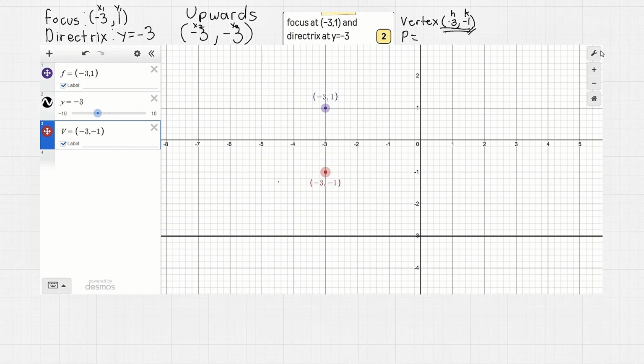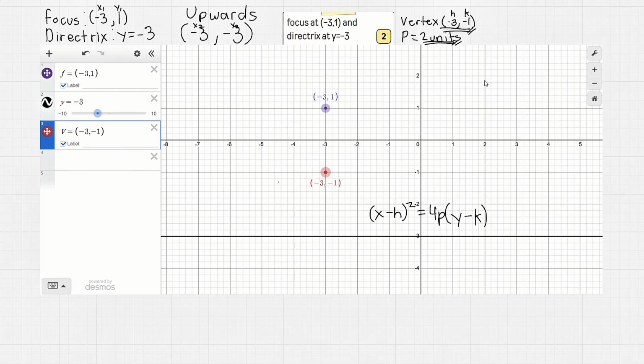So, again, let's try it downwards. Vertex to directrix: 1, 2. So that means our focal distance must be 2 units. Now, let's get to our standard equation. After getting our focal point and vertex, we can finally get our standard equation. We're going to use the formula (x minus h) squared equals 4p(y minus k).